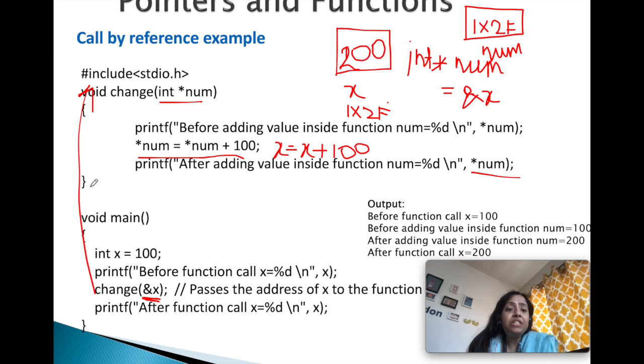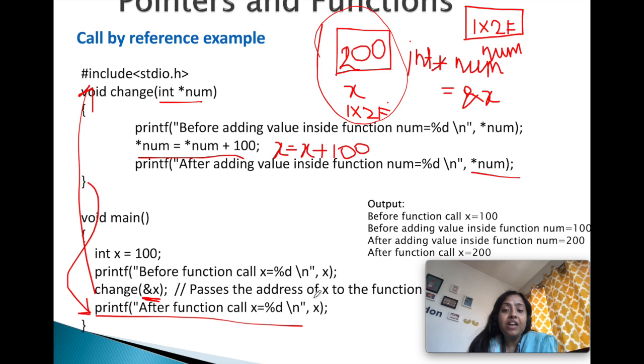Now, after this function is executed, the control returns back to main. Returns back here. Now, when I print this, what will be the output? After function call, x equals 200, because x has been changed here permanently. Here, if you see, the value of x has changed. Now, if you print, it will be 200. So this concept which we just studied is actually the call by reference concept.